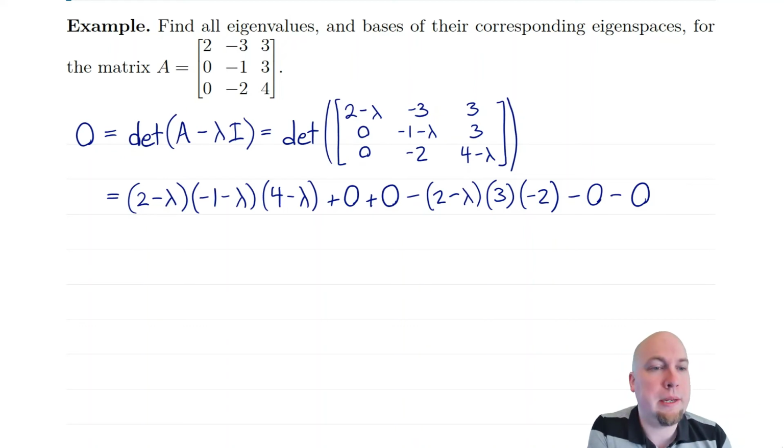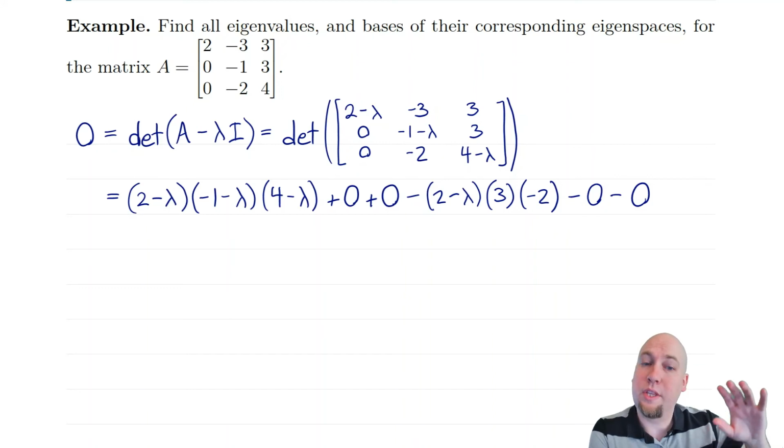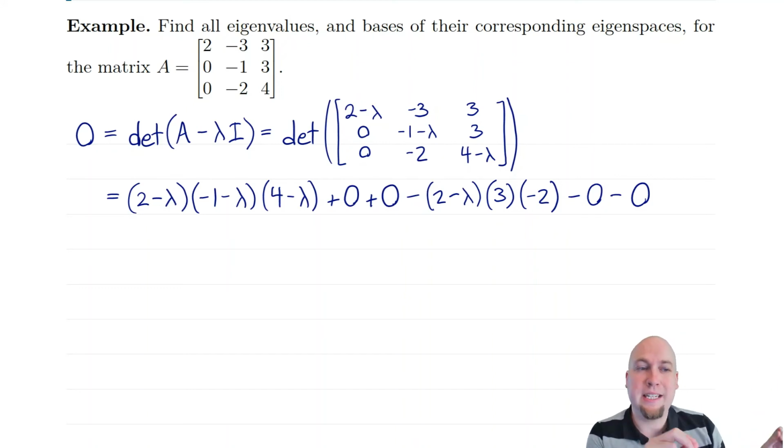Okay, and then you have 3 backward diagonals that you've got to subtract off. So 2 minus lambda times 3 times minus 2 subtracted off. And then the other 2 backward diagonals are both 0, because they both have at least one 0 in the product. Okay, so that's our determinant, and we want to set that equal to 0.